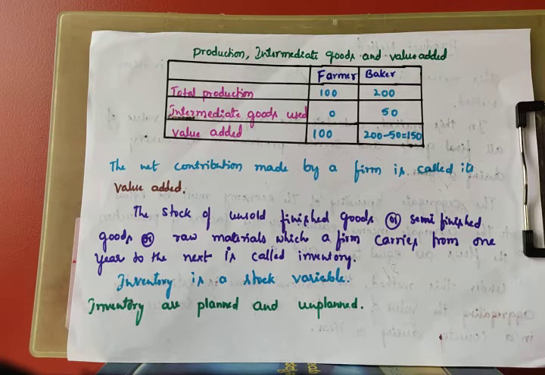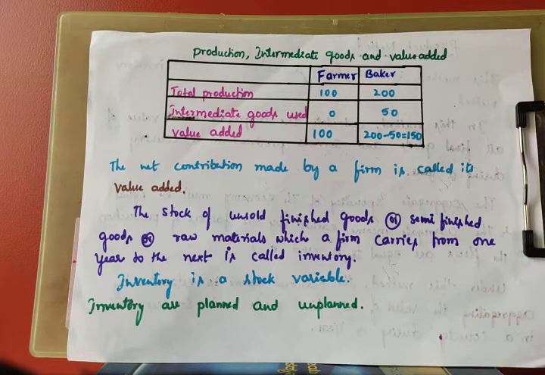Here we should calculate only 250, not 300. Why? Because farmers produced rupees 100 worth of wheat without using any intermediate goods. But bakers used rupees 50 worth of wheat purchased from the farmers. That is considered an intermediate good. So out of 200 we should deduct the intermediate goods, rupees 50 worth of wheat, and the remaining is 150, plus 100.